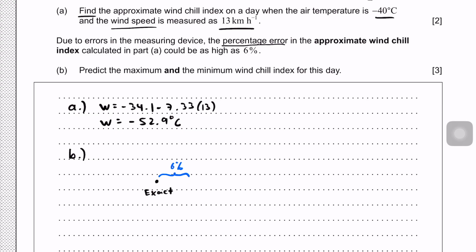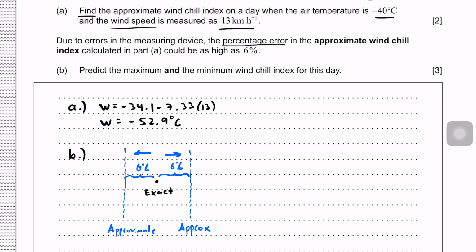So if this is our exact value, due to some measurement error, we could be off by as much as 6%. So this approximate value right here, which we've received, could be a deviation by as much as 6% from the exact. But it's not necessarily only higher, it could also be 6% lower, right? We know we deviate by 6%, but it could be 6% higher or 6% lower. So this approximate value, this negative 52.9 that we have, could be 6% higher or 6% lower than what the exact value is.